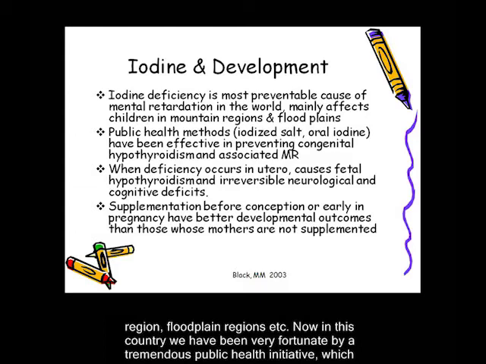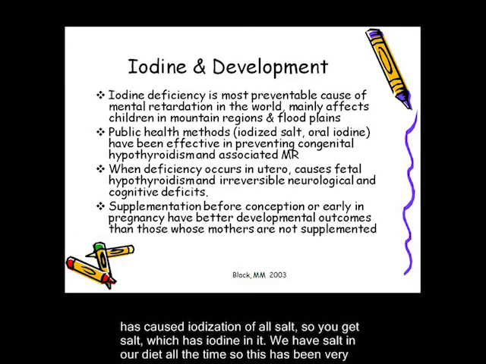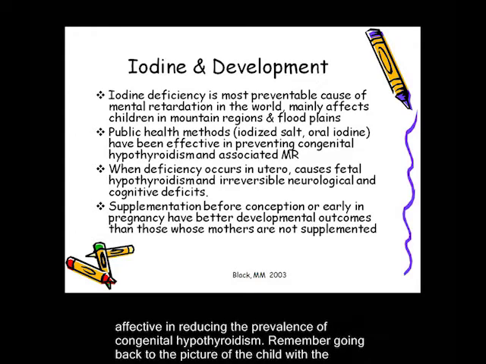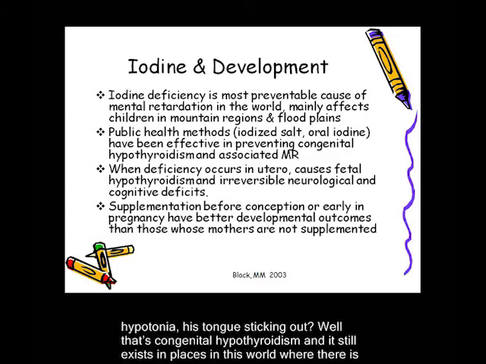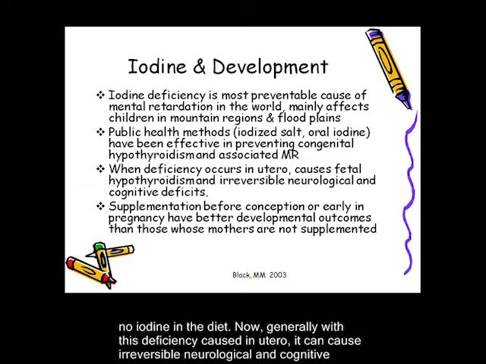Now in this country we've been very fortunate by a tremendous public health initiative which has caused iodization of all salt. So you get salt which has iodine in it, and we have salt in our diet all the time, and so this has been very effective in reducing the prevalence of congenital hypothyroidism. Remember going back to that picture of the child with the hypotonia, his tongue sticking out? Well, that's congenital hypothyroidism, and it still exists in places in this world where there's no iodine in the diet.